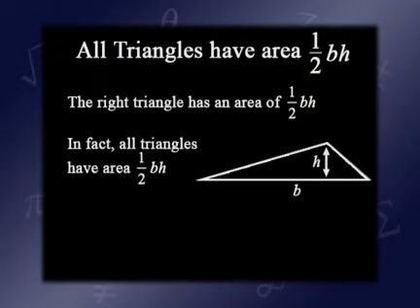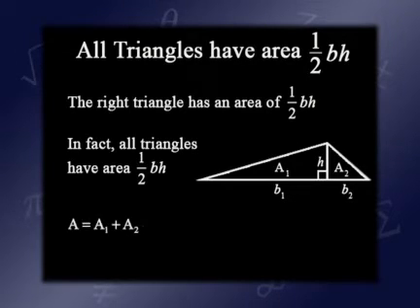I'm going to prove that the area of that is 1/2 base times height by doing the following. Let's break up that triangle into two smaller triangles. The triangle on the left will have area A1, and the triangle on the right will have area A2. And now the triangle on the left is a right triangle, and we know for right triangles the area is going to be 1/2 base times height.